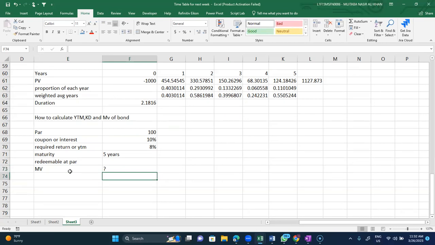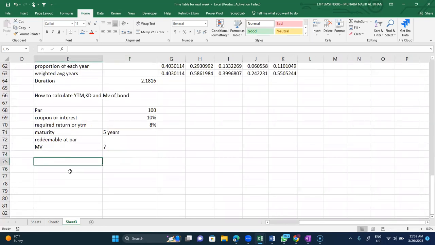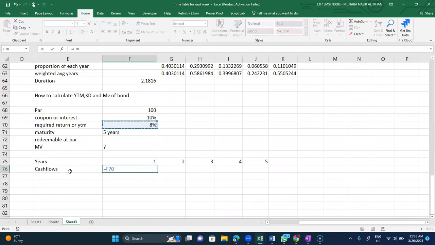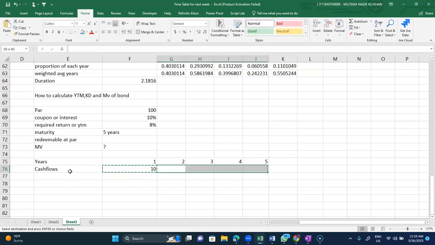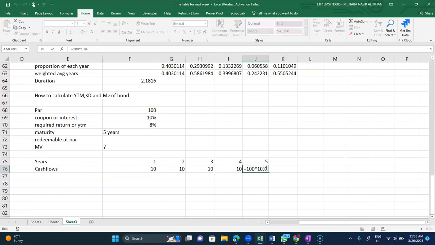Now using Excel, it is quite simple. Number one, you will write the years: 1, 2, 3, 4, 5. Then you will write the cash flows. Every year, you will receive the interest, 100 into the coupon rate, which is 10. Every year you will receive this. And in the last year, you will receive the par value as well, so in the last year, you will receive 110.